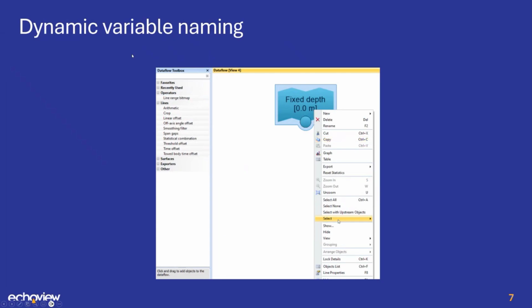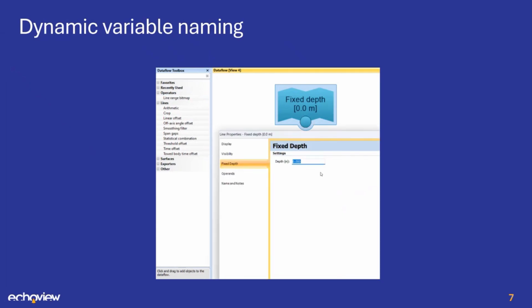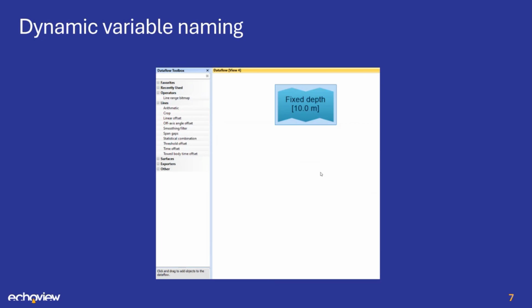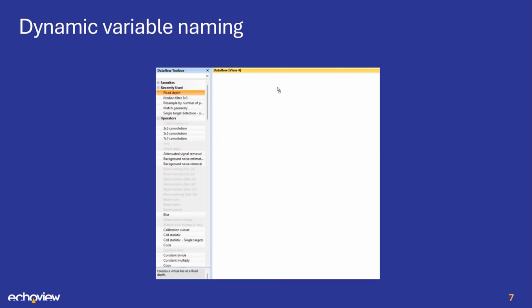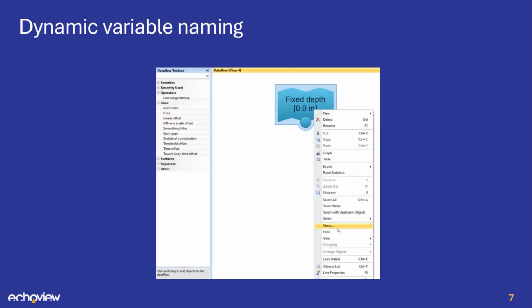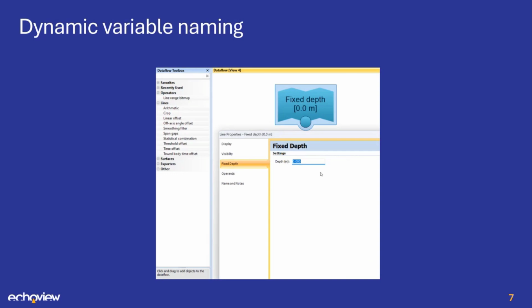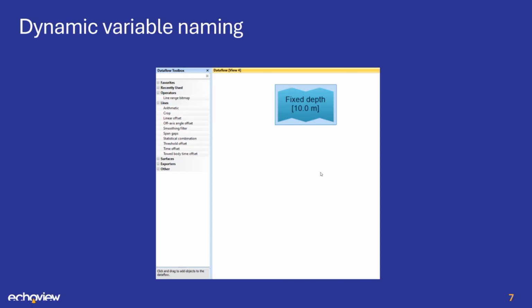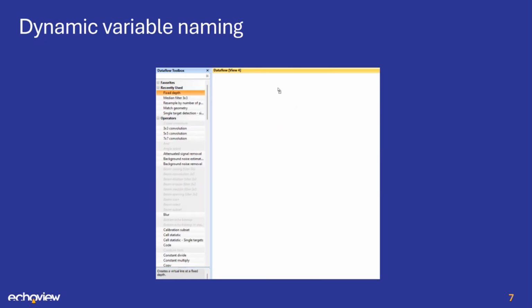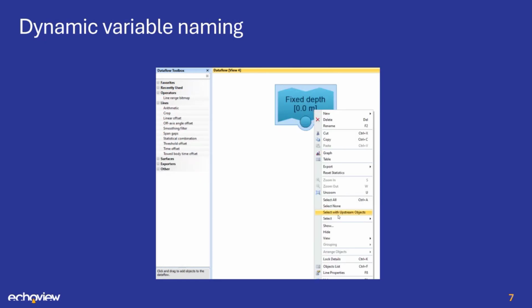Dynamic variable naming. This is another really fun, interesting, useful one that once you start using, it's hard to go back from in Echoview 15. The example on the screen has been used in our marketing and promotion, where it's a fixed depth example and sort of shows you what's going on. But let's take a closer look in Echoview itself.